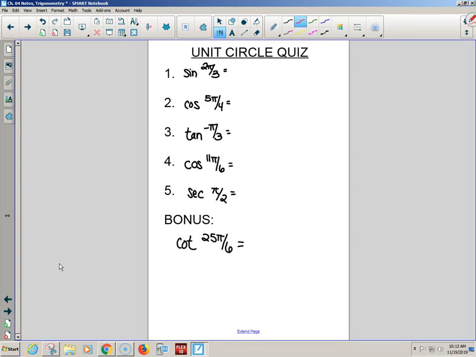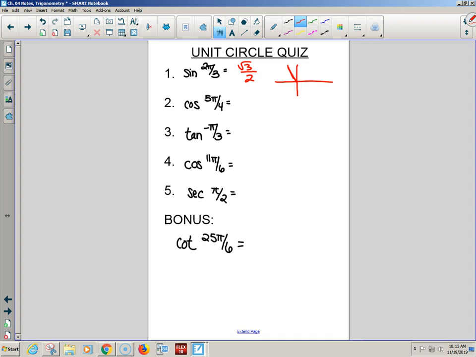So, 2 pi over 3. 2 pi over 3. What quadrant, guys? What are we talking about? Second quadrant. And if you're a cheater chart kind of person, it was a 1, 2, 3. Hence, it was a square root of 3 over 2 with a positive sign, right? The sign is positive, all students in the second quadrant.